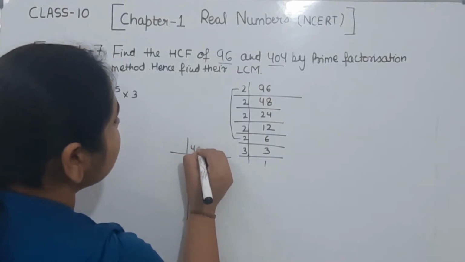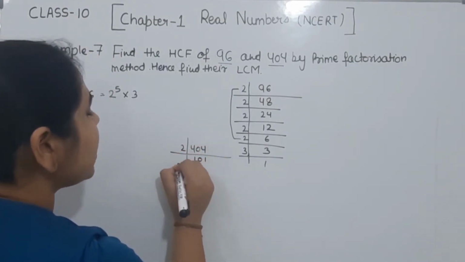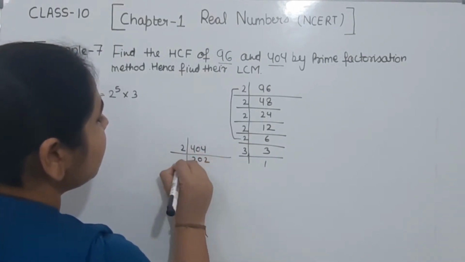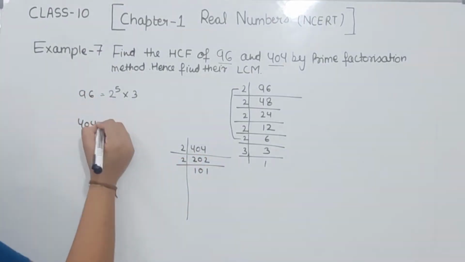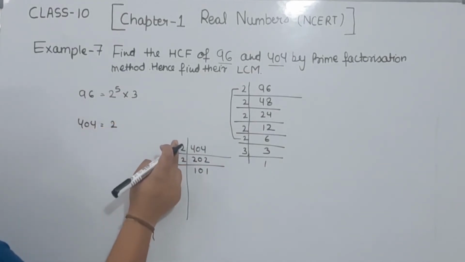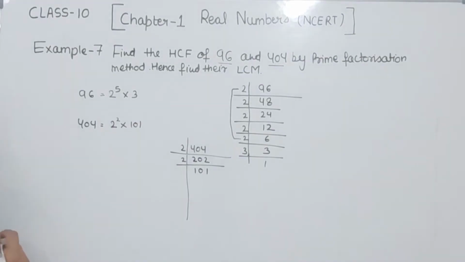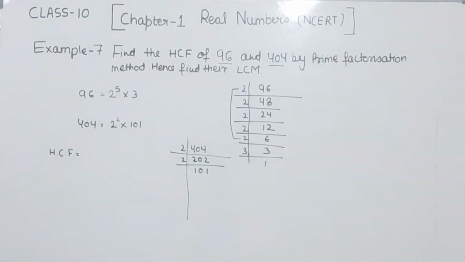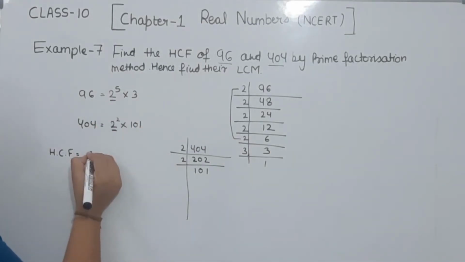Now we are going to find the factors of 404. 2 2s are 4, 0, 2 2s are 4. Now 2 1s are 2, 0 and 2 1s are 2. So for 404, the prime factors we are having are 2 to the power 2 multiplied by 101. Now we have to find the HCF. For finding the HCF, first of all we have to find the common factor. The common factor between both of them is 2.